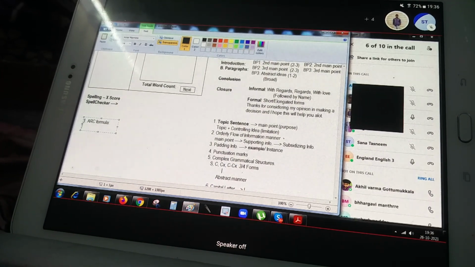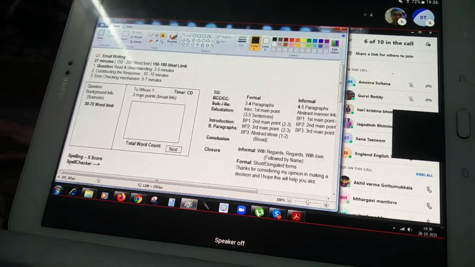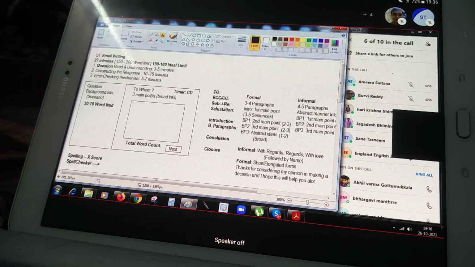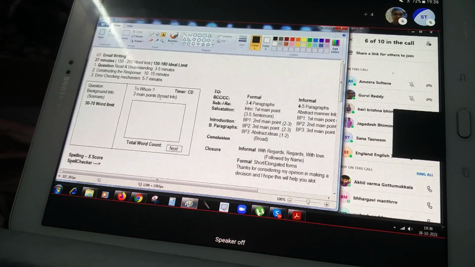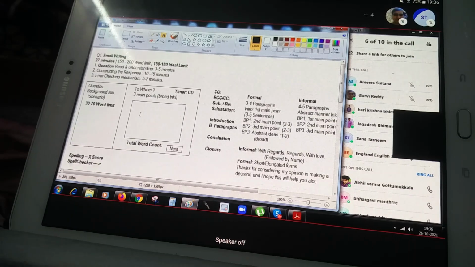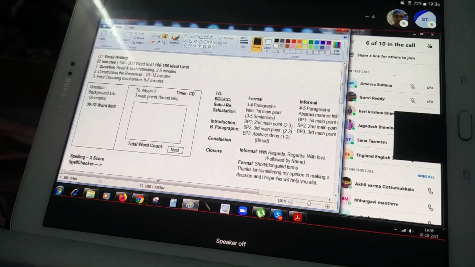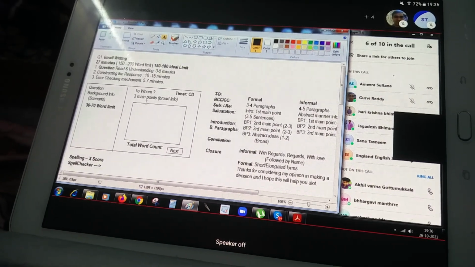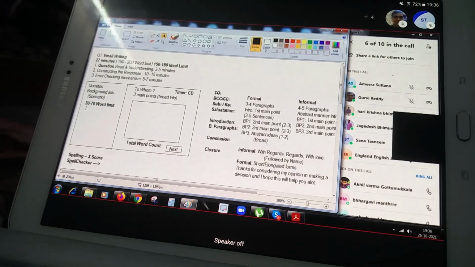Sorry, in email writing, wouldn't they give prompt points here? Yes, but they are going to give you 3 main points. Based on these 3 main points, we are supposed to construct the information. That prompt will be a very short one, simply short sentences. But anyway, you are going to find background information of 30 to 70 words.